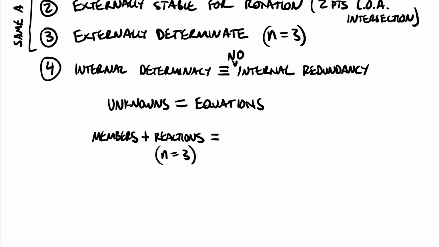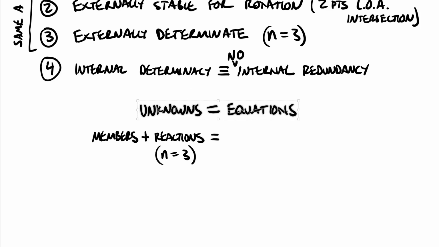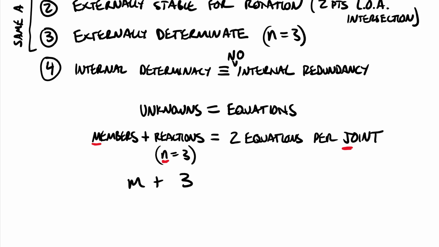And this must equal the number of equations. And so if you think about the number of equations in a truss system, it's going to be based upon your force equations, and all of your force equations come from the number of joints, right? So we have 2 equations per joint. So fitting variables to this, if we call the members M, the joints J, and the reactions N, we could say that we need M plus 3 is equal to 2 times J.